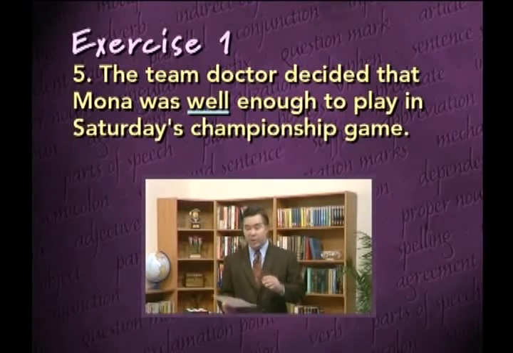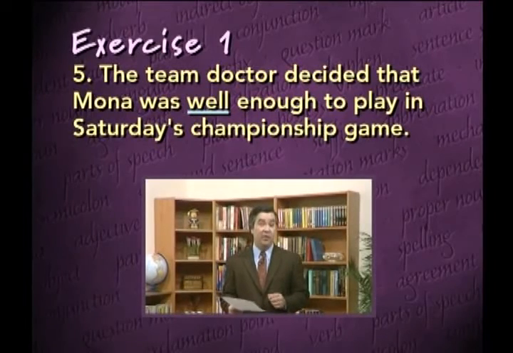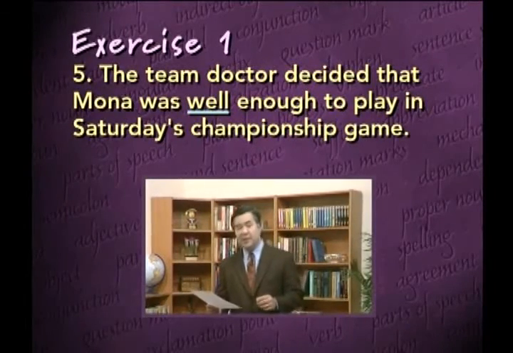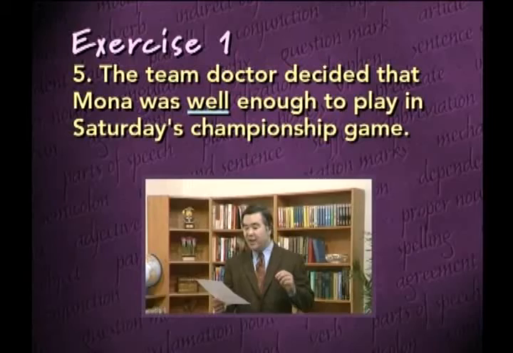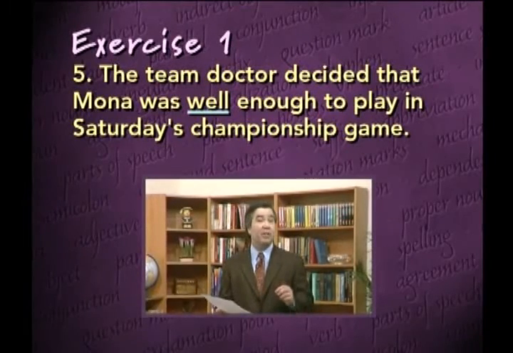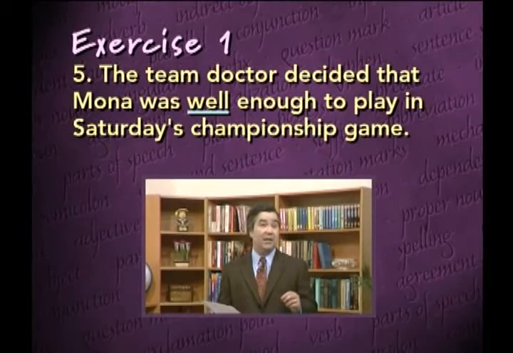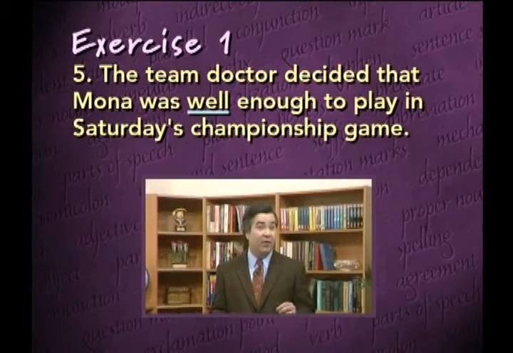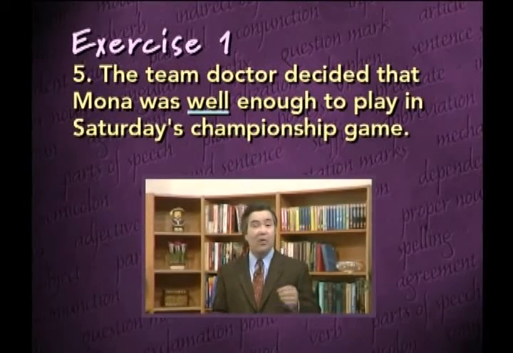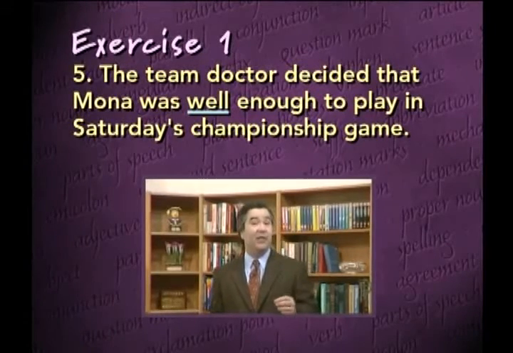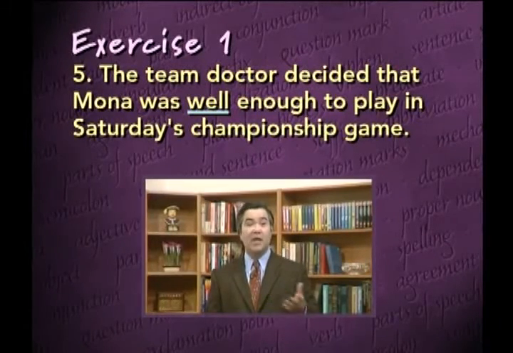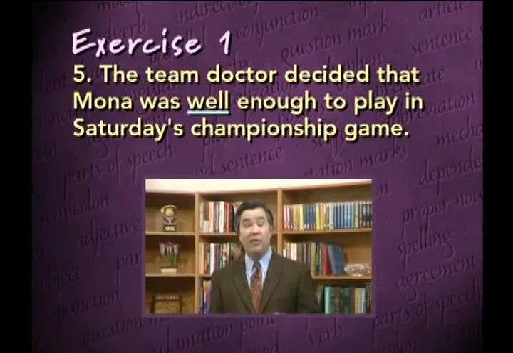In this sentence, which way is the word well being used? Let's look at the context. We're told that Mona was well enough to play in Saturday's championship game. What's the nearby verb? The verb is was. And is was an action verb or a linking verb? Well, was is a linking verb. In fact, it's a form of the most common linking verb in English, the verb to be.